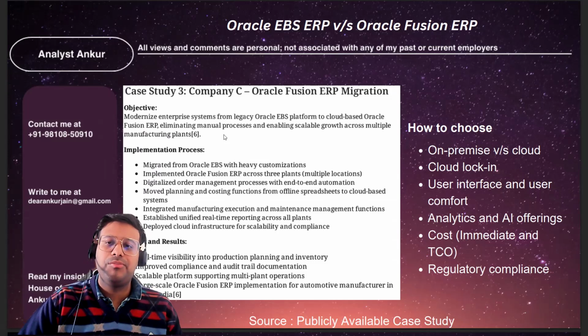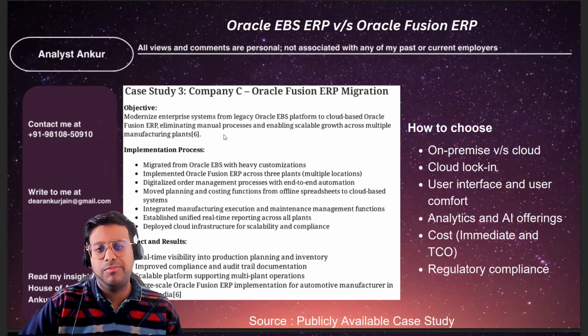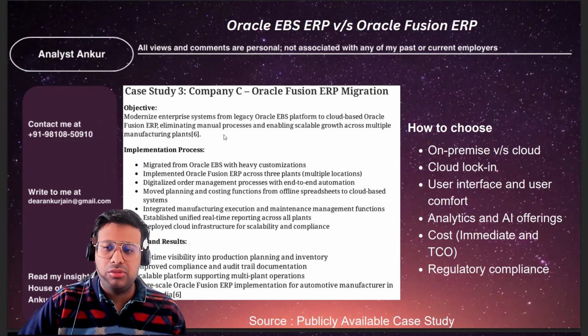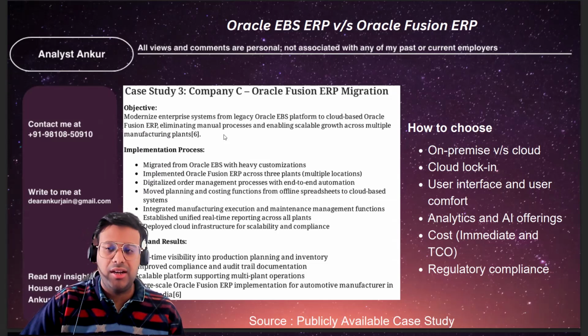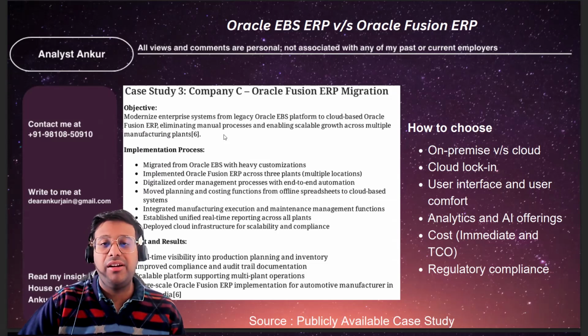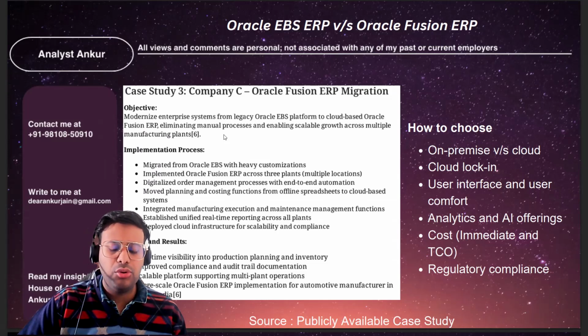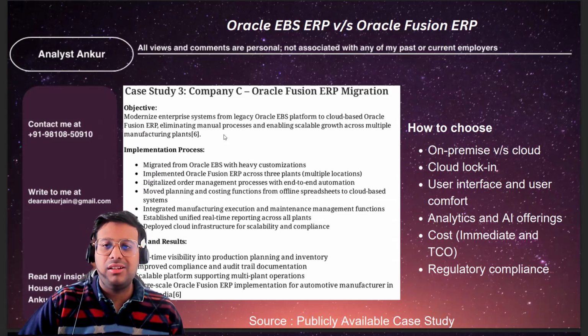Now, how to choose between these kinds of systems when you are taking such a decision? How to go with Oracle ERP EBS or Oracle ERP Fusion? Remove the word Oracle. The question in your mind should be, should you choose on-premise or cloud? The second question is vendor lock-in. When you choose Oracle Fusion ERP, you are also choosing Oracle Cloud. Though multi-cloud systems are available, there's still a certain level of lock-in.